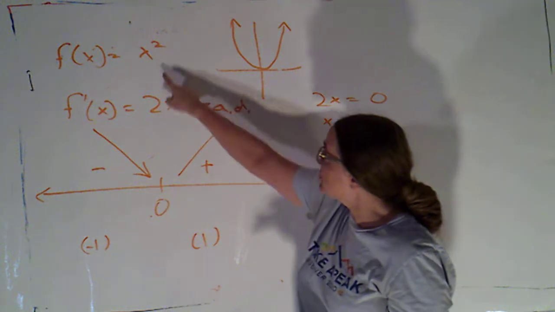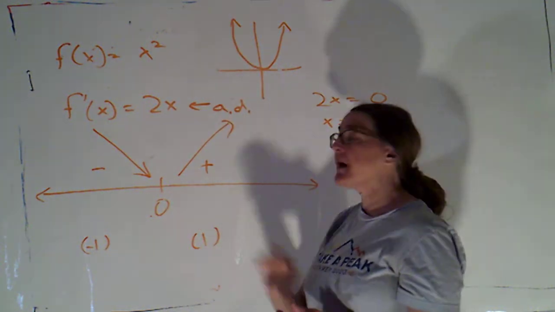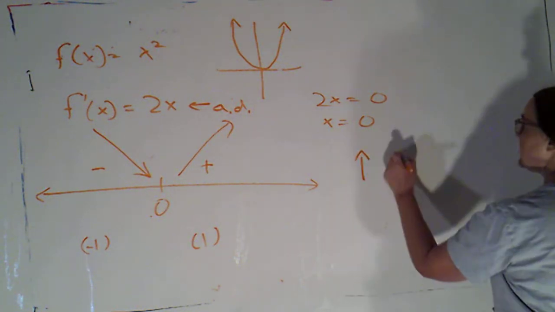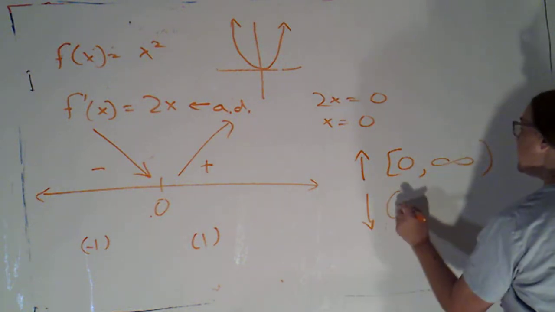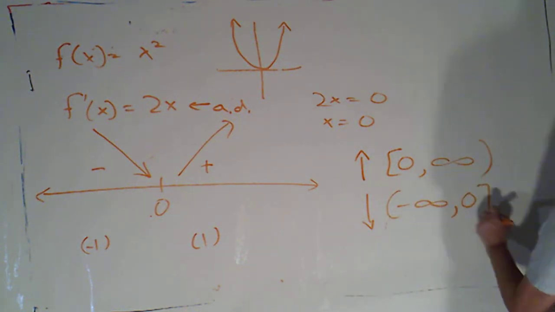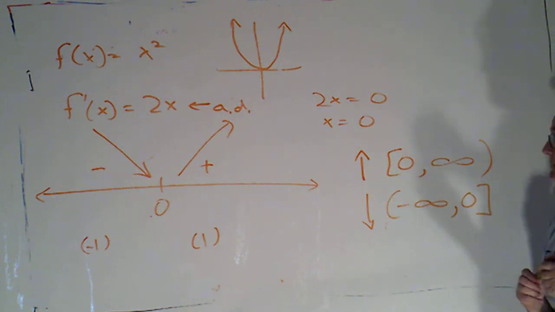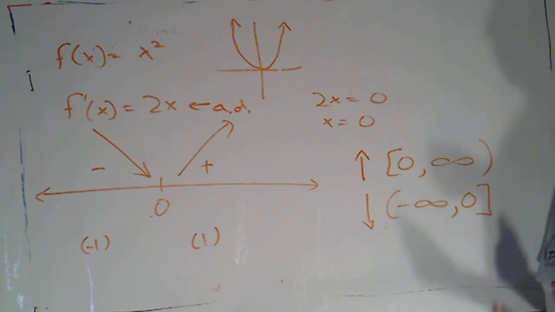And my function is continuous. If I look at the original function, it's continuous at 0, so that means I can throw in that finite endpoint. So I would say f is increasing on the interval from 0 to infinity and decreasing on the interval from -infinity to 0. Again, the fact that 0 gets included in both does not mean that I'm saying the function is both increasing and decreasing there.